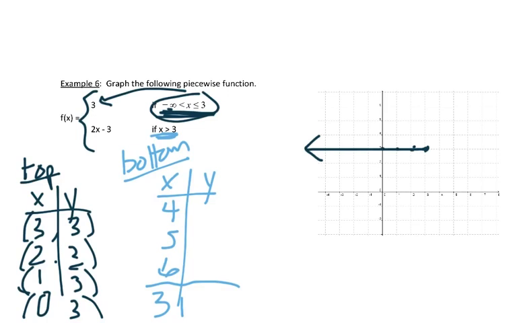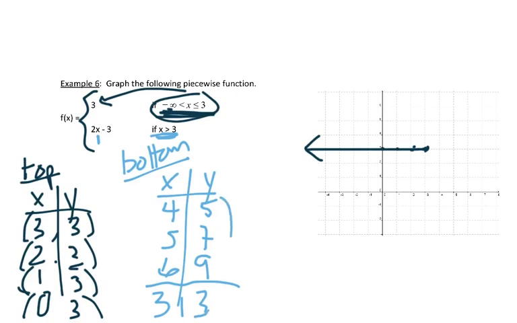So to find the y values, we just stick that into that equation. So 4 we would put in place of x right here. And so we'd say 2 times 4 minus 3. If you figure that out or type that into your calculator, you get 5. And then 5 in there would be 2 times 5, which is 10, minus 3, which is 7. And then 6 in there would be 6 times 2, which is 12, minus 3, which is 9. And then 3 in there would be 2 times 3 is 6, minus 3 is 3.